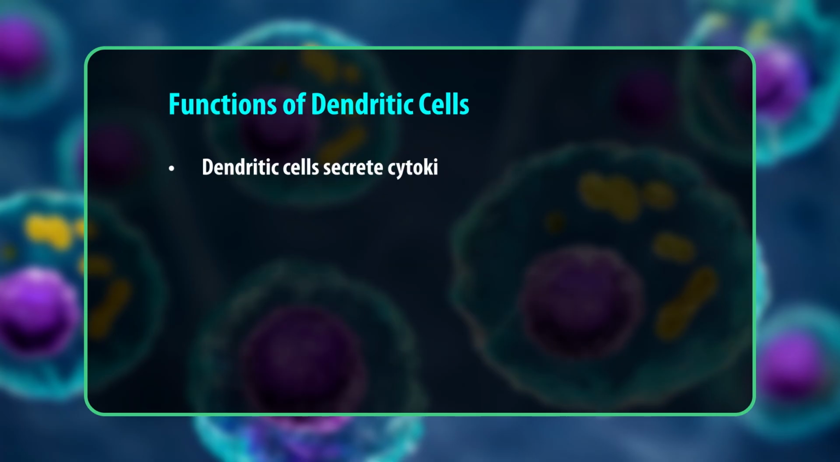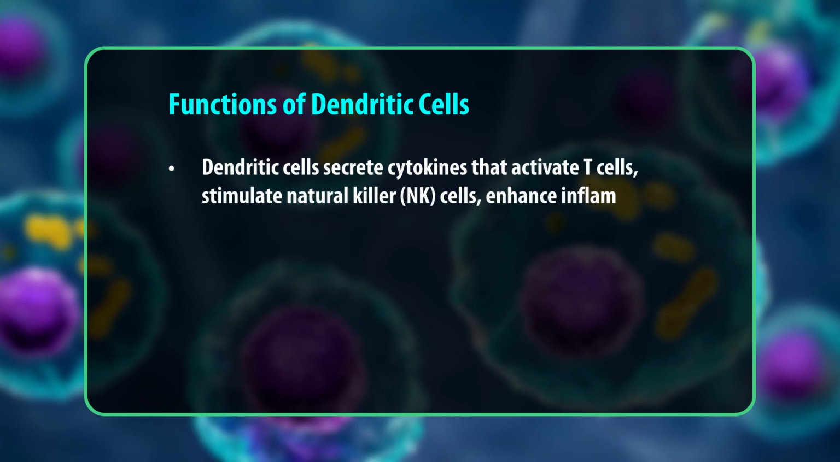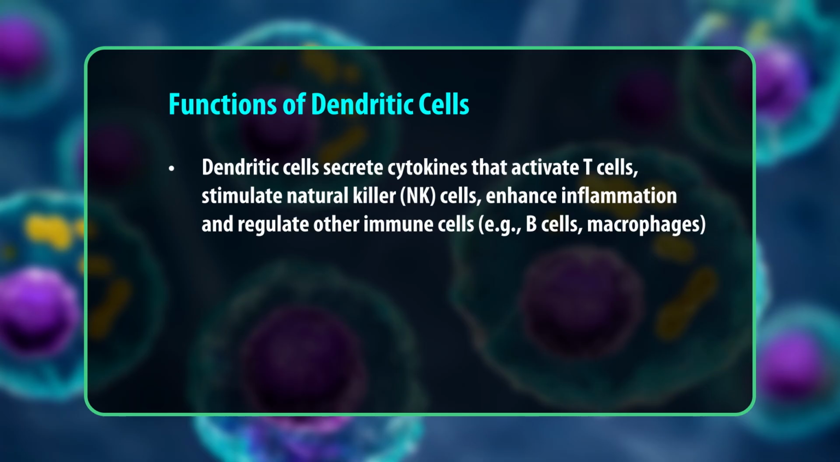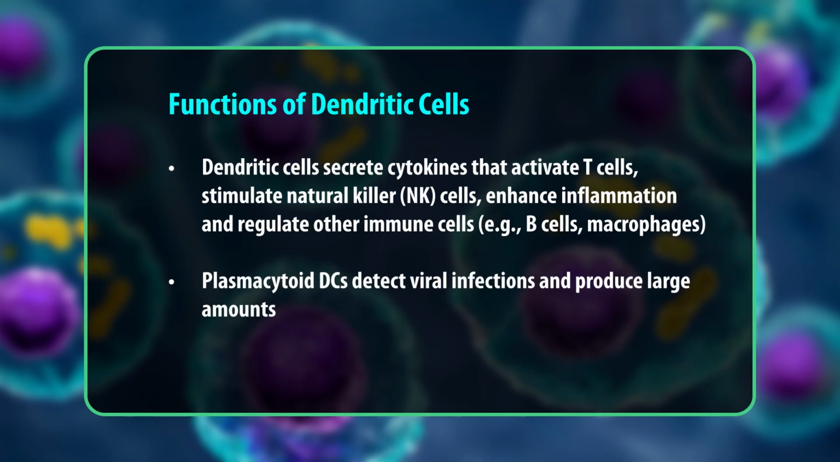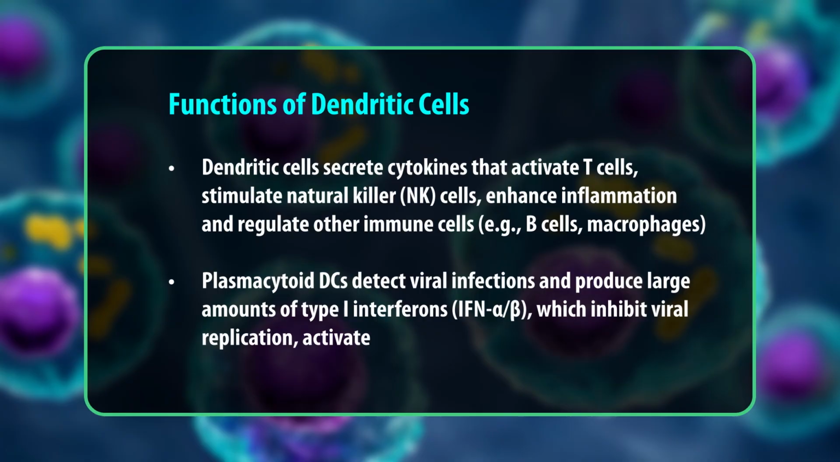Dendritic cells secrete cytokines that activate T cells, stimulate natural killer cells, enhance inflammation and regulate other immune cells like B cells, macrophages, etc. Plasmacytoid dendritic cells detect viral infections and produce large amounts of type 1 interferons, which inhibit viral replication, activate natural killer cells and enhance antigen presentation.